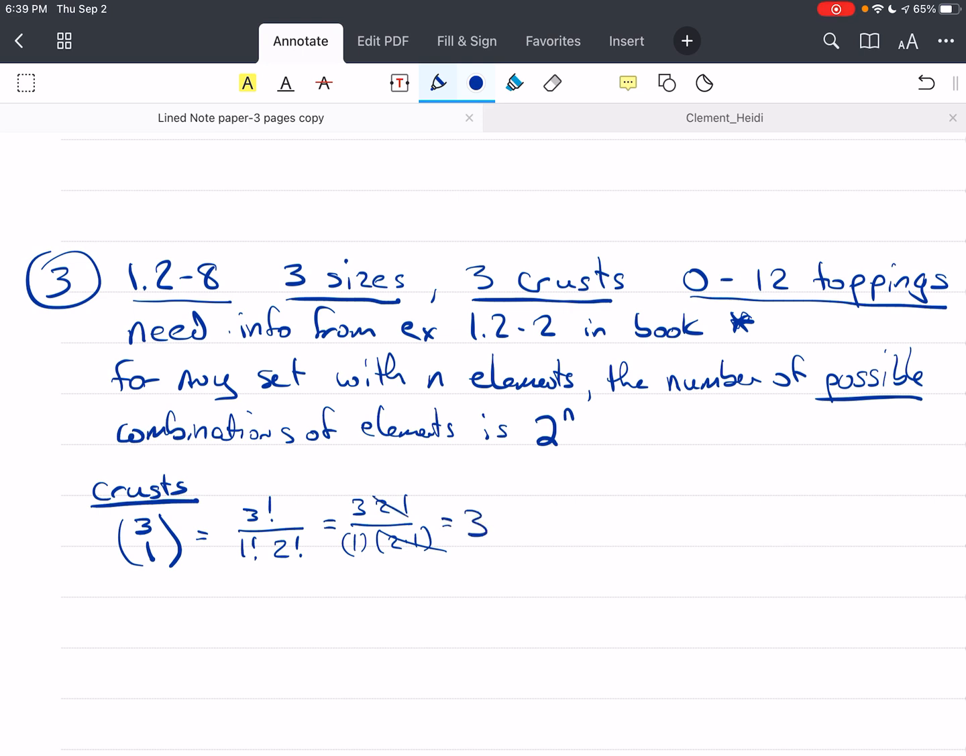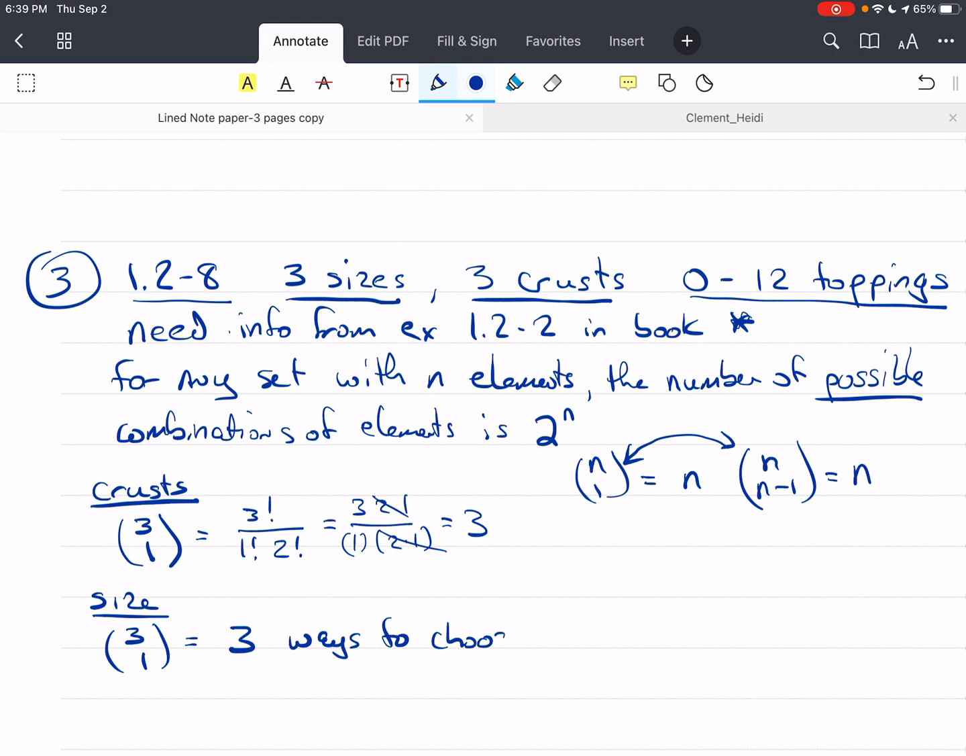And I think we learned that n choose 1 is n, right? I think I gave you that. N choose 1 equals n. And n choose n minus 1 is n, right? So actually, these are equivalent. And so we have 3 sizes as well: small, medium, large. And 3 crusts: thin and crispy, hand-tossed, and pan. So again, we have 3 sizes, we're going to choose one of them, and that's 3 ways to choose a size, and 3 ways to choose a crust.